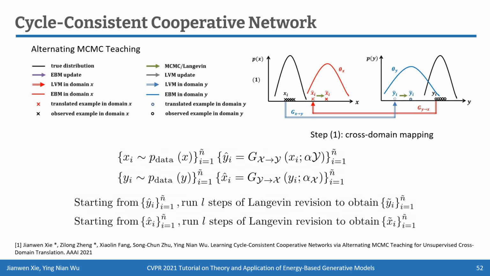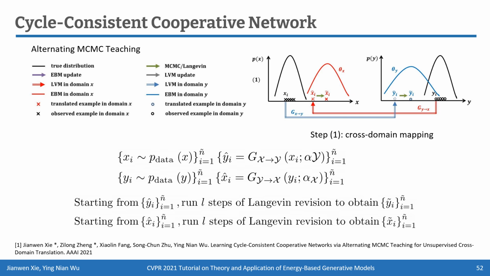Now, we are going to talk about the learning algorithm of cycle-consistent cooperative network. The algorithm is called alternating MCMC teaching, which iterates the following three steps. First, cross-domain mapping. Secondly, density shifting. Third, mapping shifting with cycle consistency.